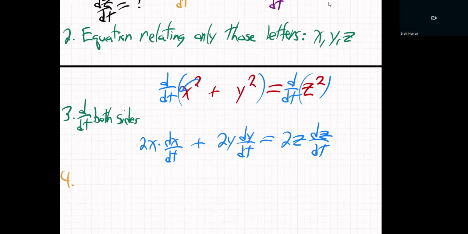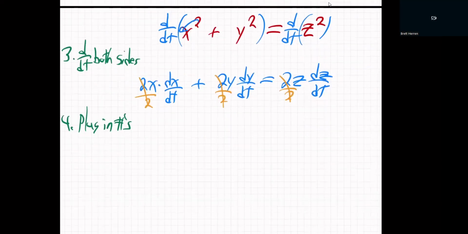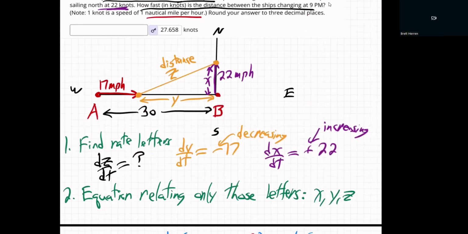Step four. Here, I'll stay with the same color. Step four is plug in the numbers. First thing we can do is just divide through. Divide by 2, divide by 2, divide by 2, both sides of the equation. Divide everybody by 2, get rid of that. Okay, so now we just need x, y, and z. So how do we get x, y, and z? Go back to the original diagram. We can find them because of the movement. So let's start with x over here.